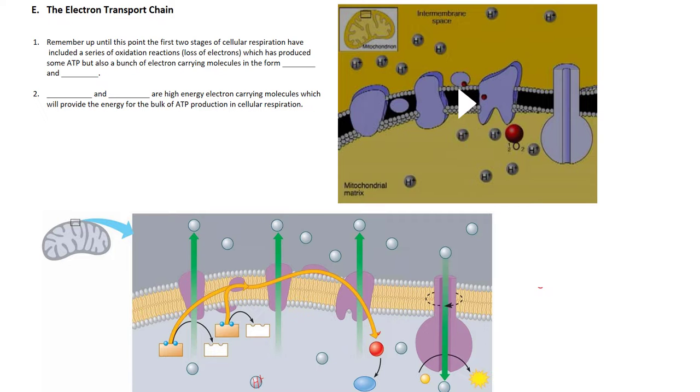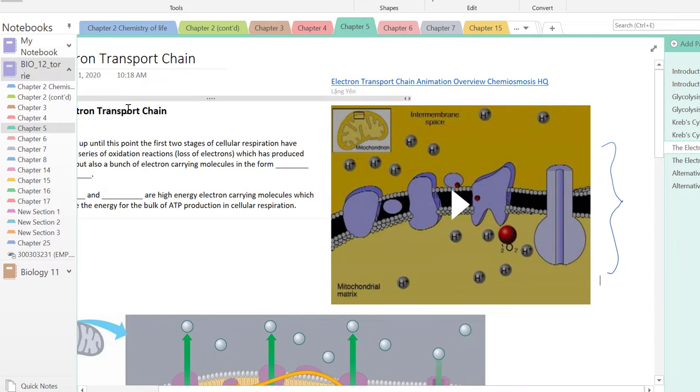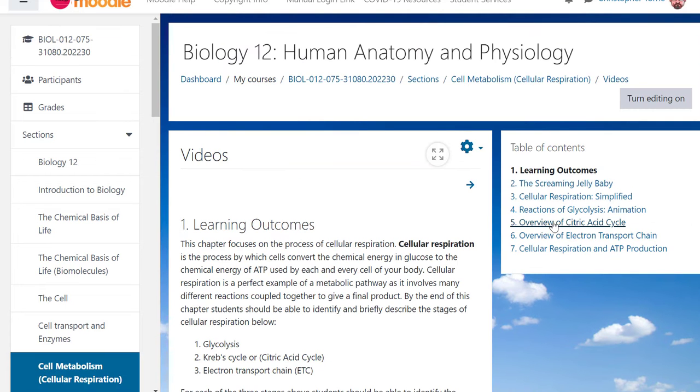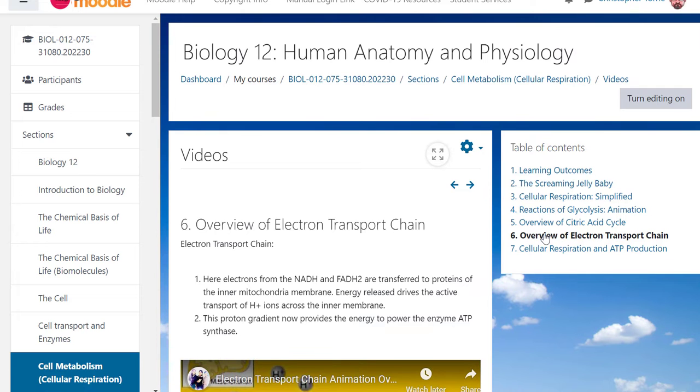All right, the following set of notes is our last phase of cellular respiration, which is the electron transport chain. As I mentioned previously, if you haven't done this already, you want to make sure you watch this video. This video can be found on the course Moodle, just under our regular videos, under cellular metabolism. If you click on the videos, just down at the bottom here, page 6, overview of electron transport chain.